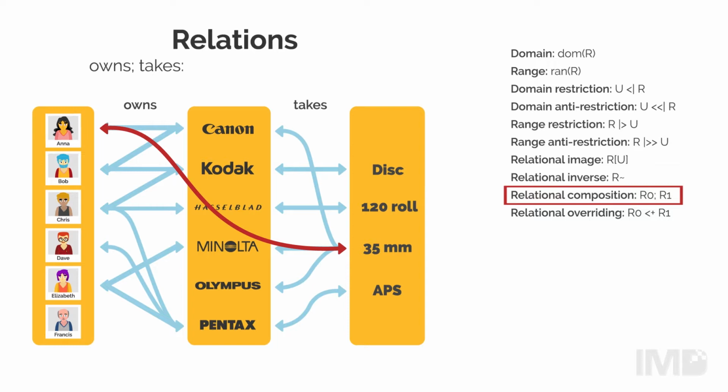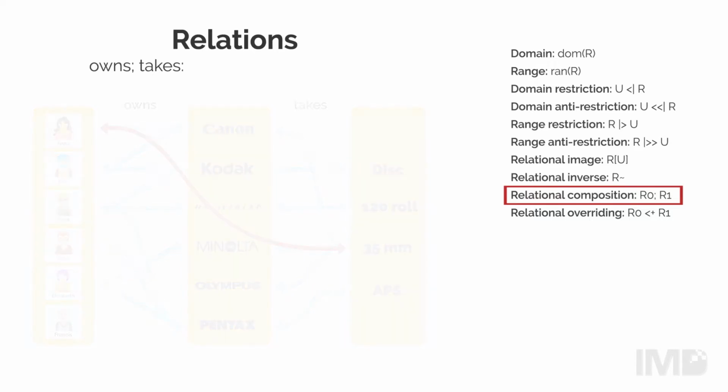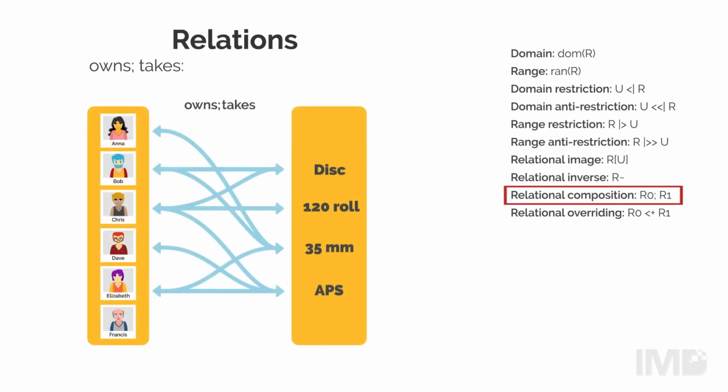As a result, we have that the relational composition of ons and takes has elements of the photographer set and elements of the equipment set. So we have the relation Anna 35mm, Bob disc, Bob 35mm, Chris disc, Chris 120 roll, Chris APS, Dave APS, Elizabeth 35mm, and Elizabeth APS.